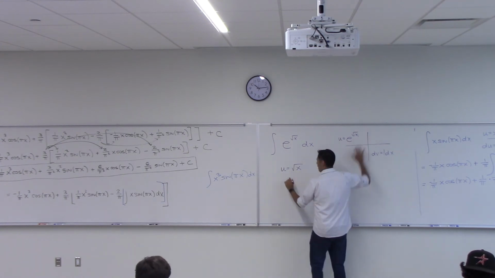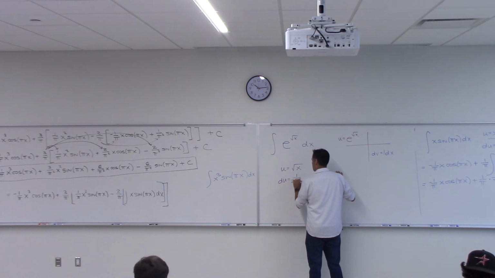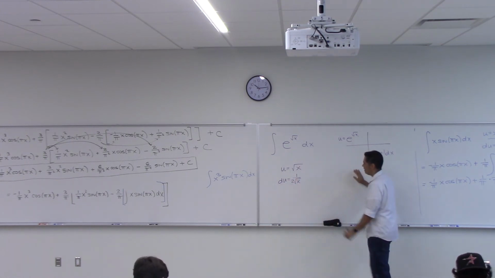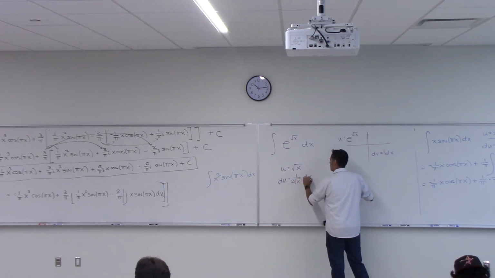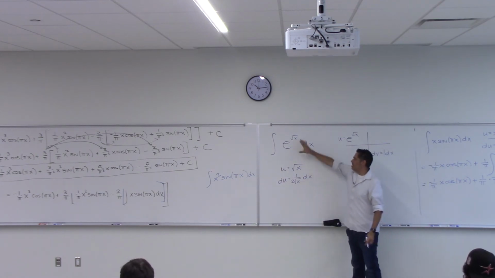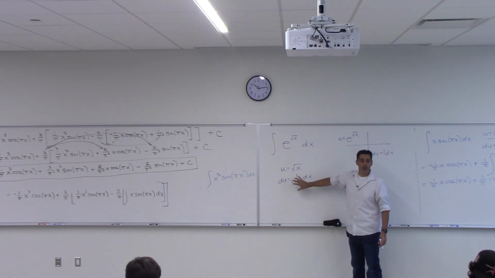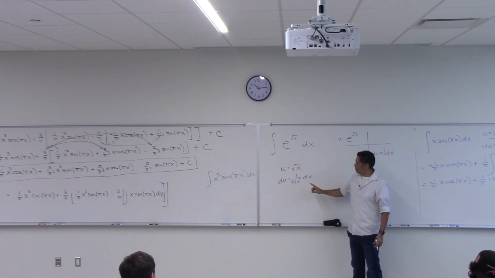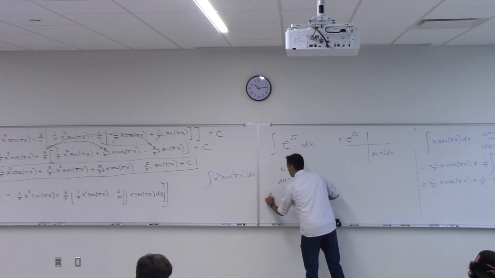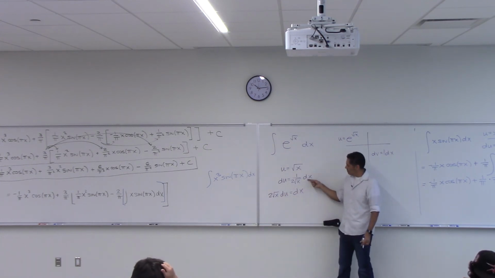So I'm not doing this, right? 1 over 2 root x dx, sorry. But see, we don't see this anywhere, do we? That's our u. We don't see its derivative anywhere, do we? So it looks like this isn't going to work. But watch. If I multiply both sides by 2 root x, do you believe this becomes this?